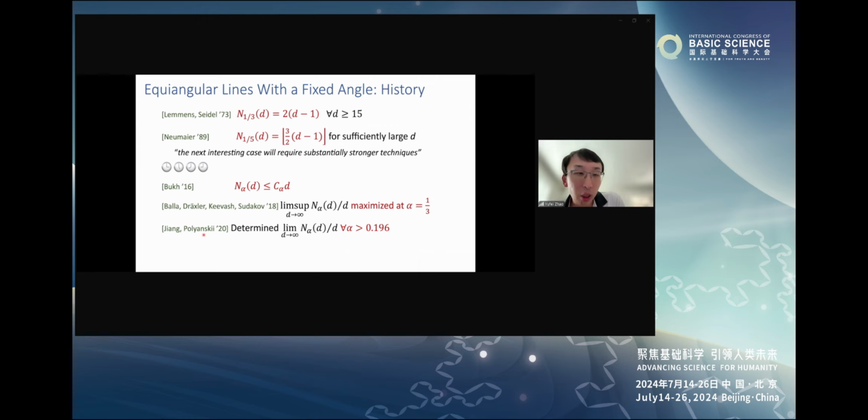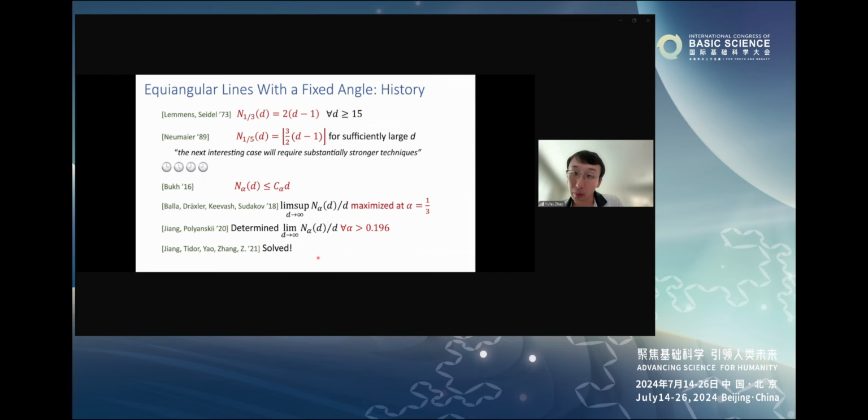So Zilin Zhang and Sasha Polyansky then later determined this limit when alpha is bigger than some threshold. And this threshold comes from them solving a very interesting problem in spectral graph theory that I won't have time to get into. But the work actually clarified what Neumayer meant by the difficulty and the barrier he had faced in his 80s paper. This was the same barrier that these guys were stuck at. So our work then solved this problem completely.